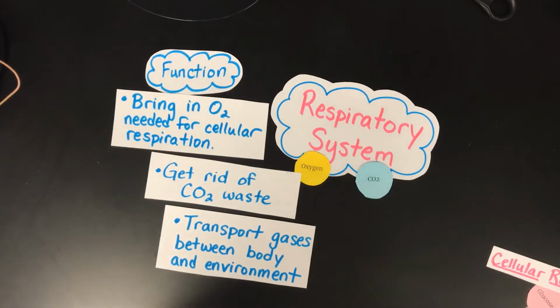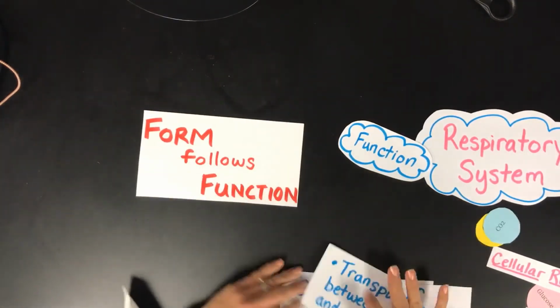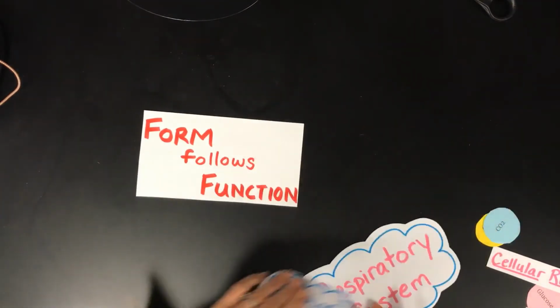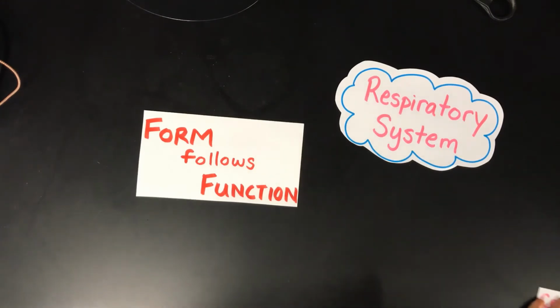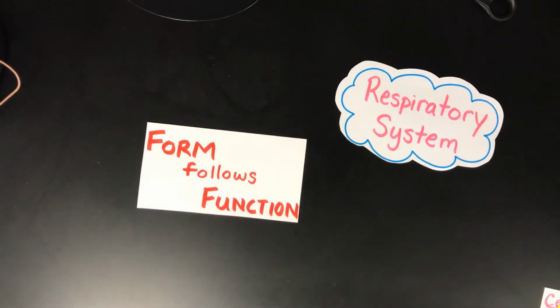As we've studied different biological concepts, one of the key ideas that we keep coming back to is that form follows function. So whatever the function is, then the form of the thing is going to follow that function. So we're going to discuss now the different forms that follow the functions of the respiratory system.